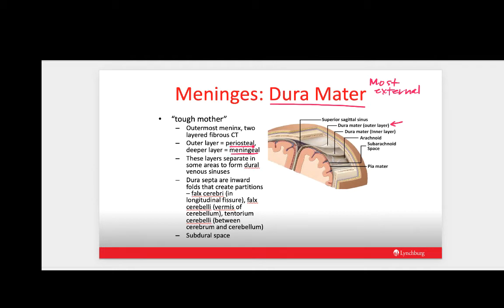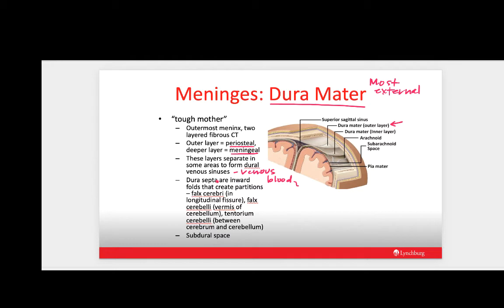Okay, so periosteal and meningeal. And these layers actually separate in certain areas of the brain to form the dural venous sinuses. And this is where we have venous blood draining from the brain into the venous sinuses, and then they're going to travel down through the internal jugular, back to the heart.